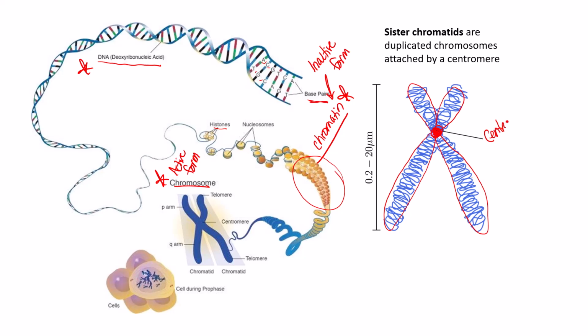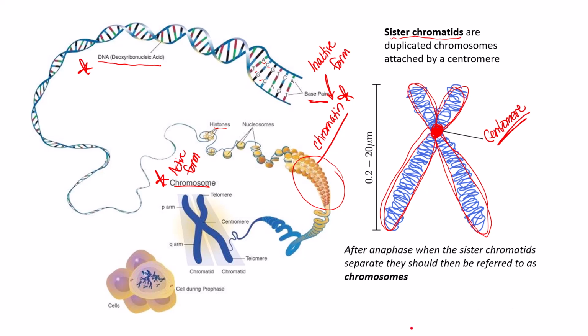There are terms we need to know. Centromere is that middle point that holds two sister chromatids together. Sister chromatids refer to a duplicated chromosome. So this would be one sister chromatid. This would be the second sister chromatid. And those two sister chromatids, while they're identical, are held together by that common protein structure, which is a centromere.